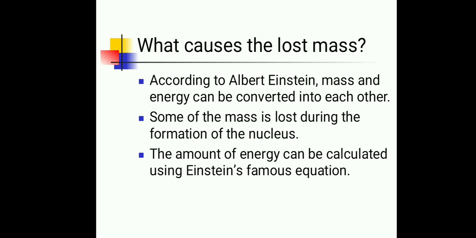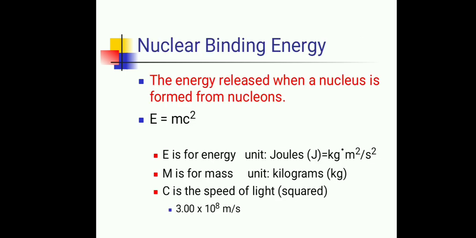The amount of energy can be calculated using Einstein's famous equation. That is, we know that E = mc². The energy released when a nucleus is formed from nucleons, that is the energy E. We know that the unit is joules, and what is m? m is the mass, and c is the speed of light, which is 3 × 10^8 meters per second. So that is known as the binding energy.